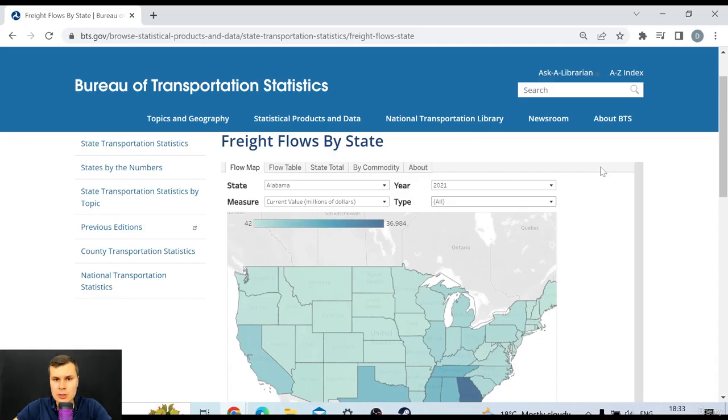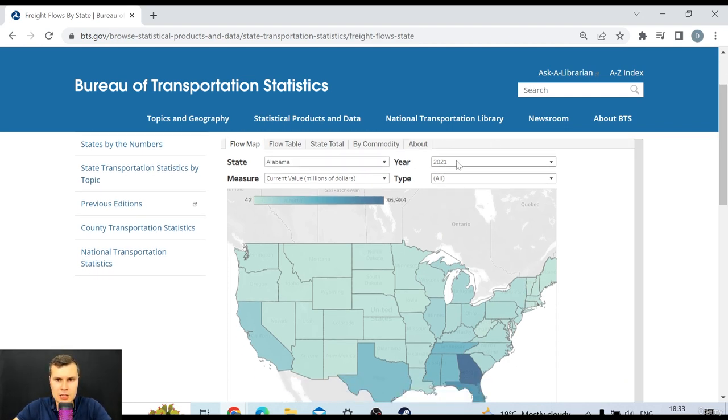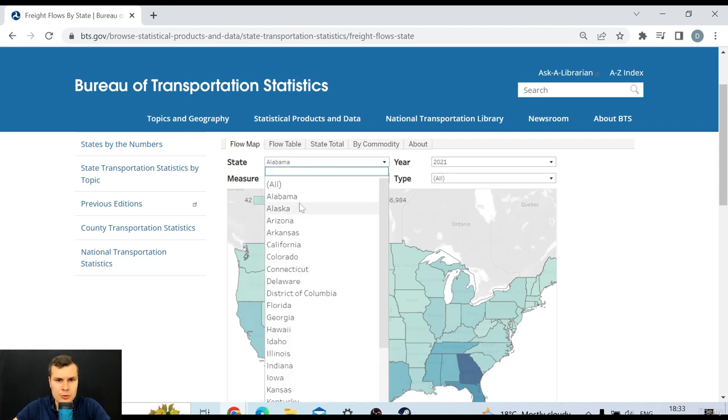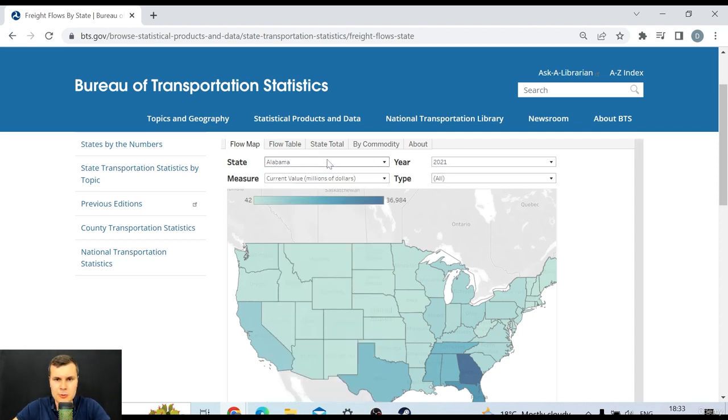Alright, so I've logged into the freight flows by state page of the Bureau of Transportation Statistics website, and we have a map here and we have a couple parameters to put in. It's actually quite straightforward. Really, when you log in, all the parameters are already put in for you. So we have the state. By default it is choosing the state of Alabama, but we'll be choosing different states. Let's just start with Alabama for now.